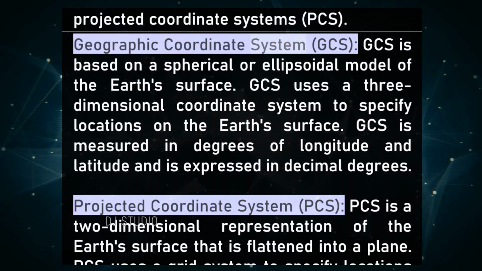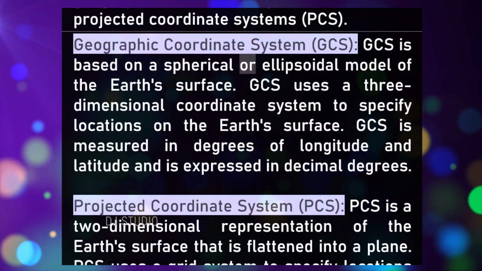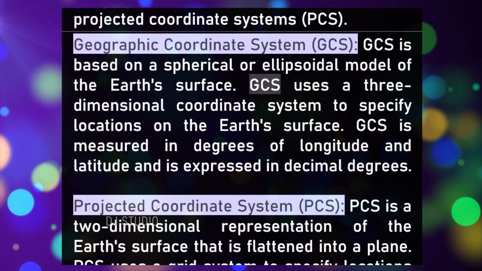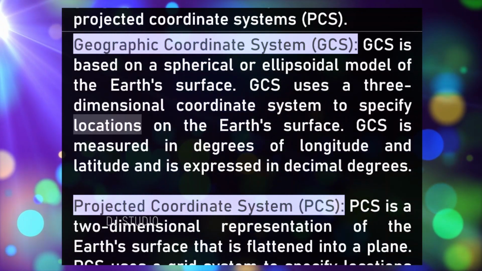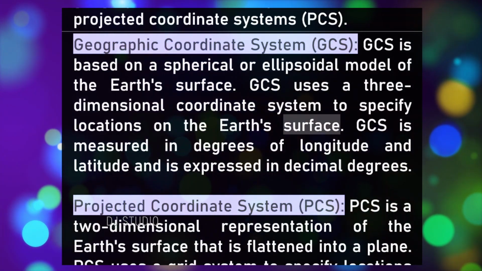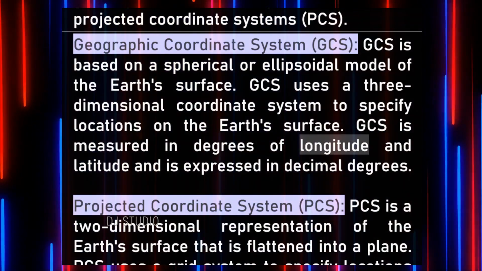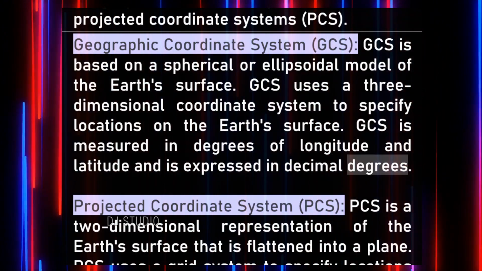Geographic Coordinate System, GCS, is based on a spherical or ellipsoidal model of the Earth's surface. GCS uses a three-dimensional coordinate system to specify locations on the Earth's surface. GCS is measured in degrees of longitude and latitude and is expressed in decimal degrees.